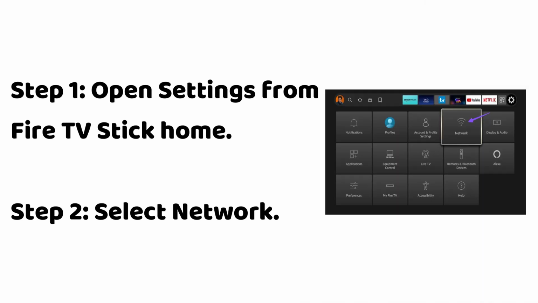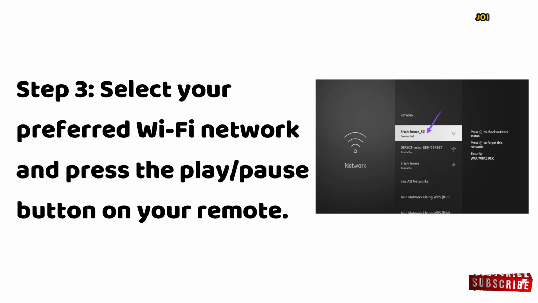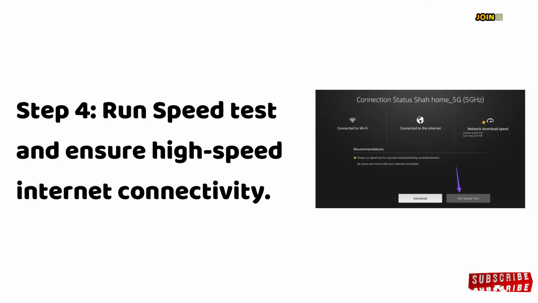Step 1. Open Settings from Fire TV Stick Home. Step 2. Select Network. Step 3. Select your preferred Wi-Fi network and press the play-pause button on your remote. Step 4. Run speed test and ensure high-speed internet connectivity.